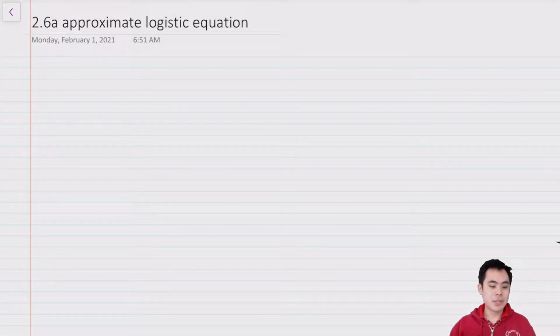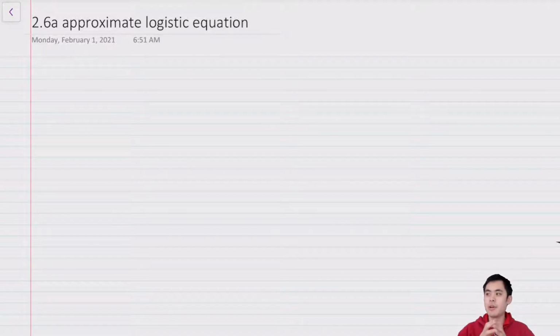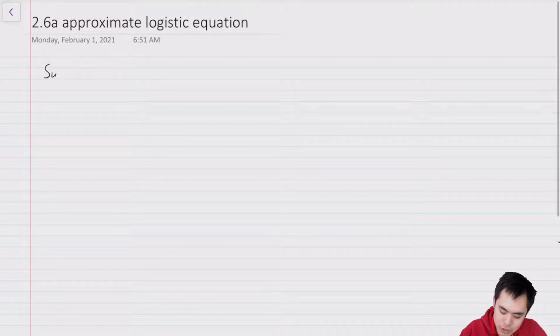Hi everyone! So for this video, we're actually going to go back and think a little bit about an actual biological model. We've been spending some time talking about stability of just abstract difference equations, nonlinear difference equations. But now today we're going to talk about the approximate logistic equation, which is one of the super well-known population models. So now, suppose we introduce an organism into an environment.